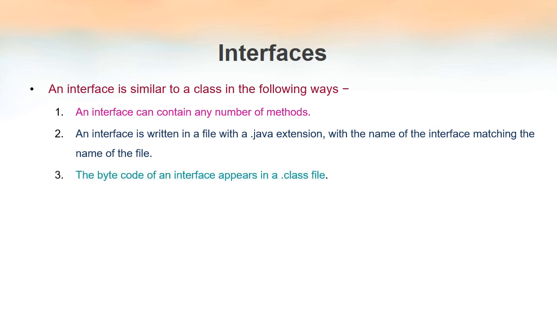The third similarity is that the bytecode of an interface appears in a class file. We know that after writing a Java program, we have to compile it. When we compile it, if there are no errors, we will get something known as the bytecode. The extension of bytecode is .class. Similarly, after writing an interface, you have to compile it. When we compile it, we'll be getting a .class file itself. The bytecode of an interface also appears as a .class file.